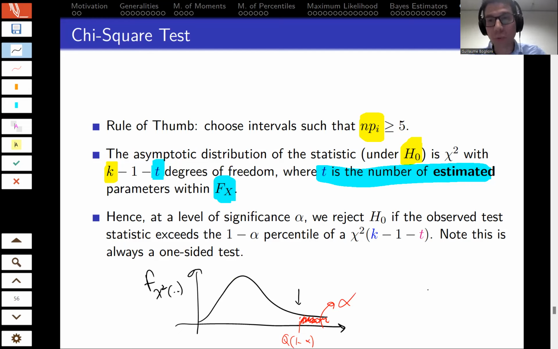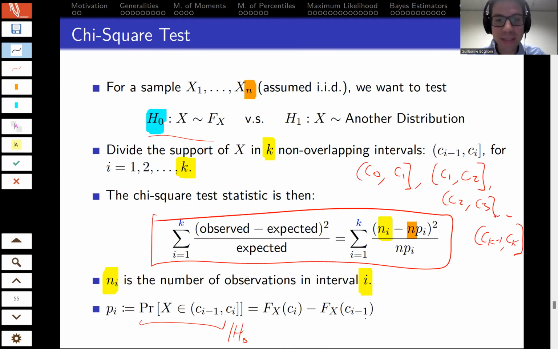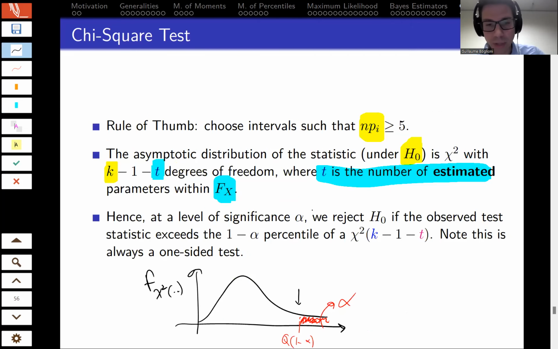It's not very plausible that H0 is true because we're so far away in the tail of the distribution. This statistic is very big, meaning the observed are far away from the expected by a lot. So H0 is probably false, right? So we reject H0 for big values of the test statistic.